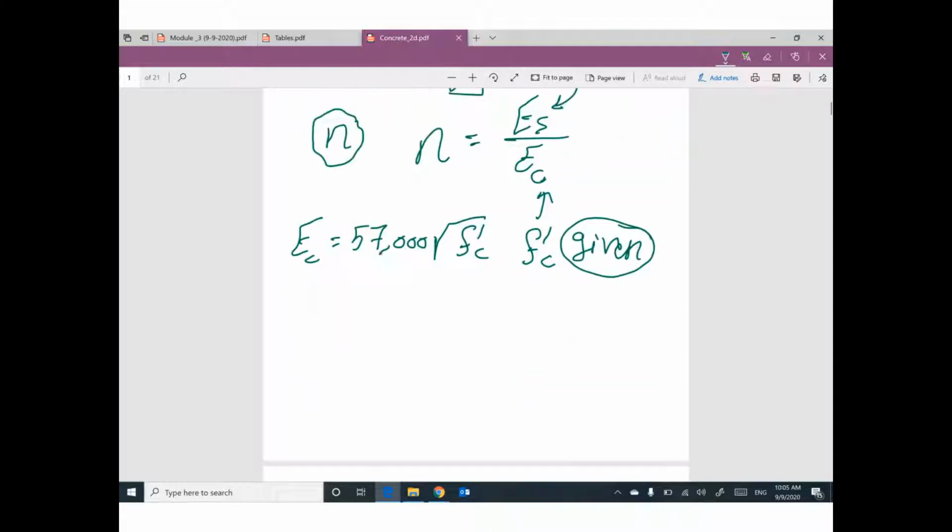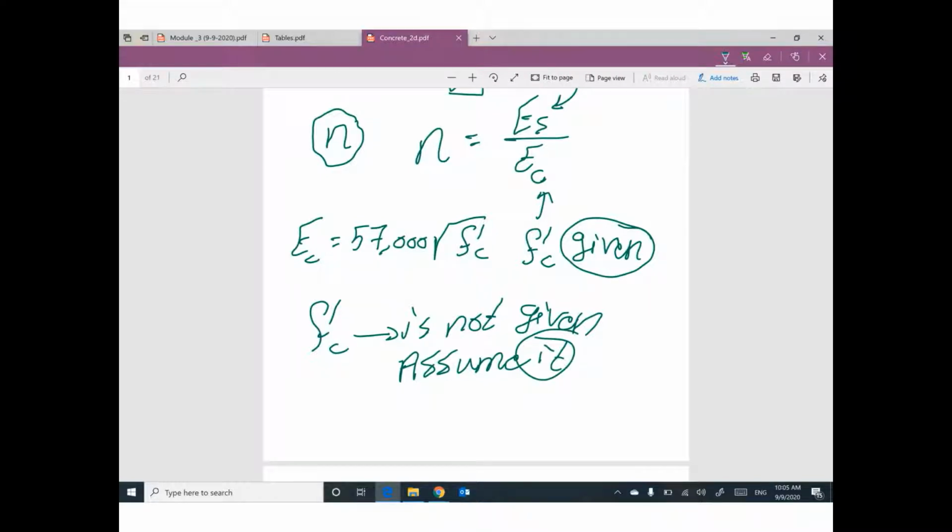Okay, F prime C is not given in the problem. Okay, go ahead and assume it. How can I assume F prime C? The typical values for F prime C in your design are from 3,000 PSI to 5,000 PSI. Something in between, 3,000, 3,500, 4,000, 4,500, 5,000, that's fine. So I'm telling you along the story. You need to remember all of these parts when you are going through this course.